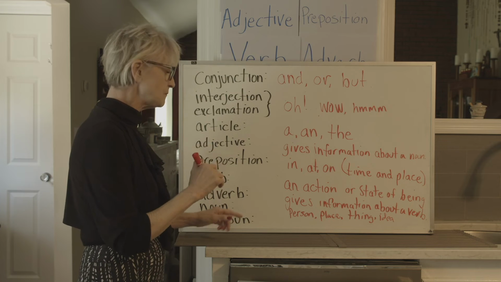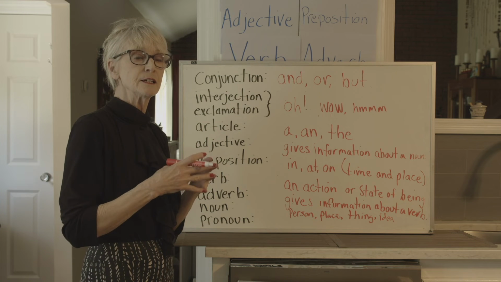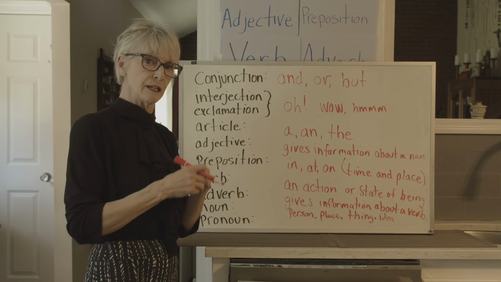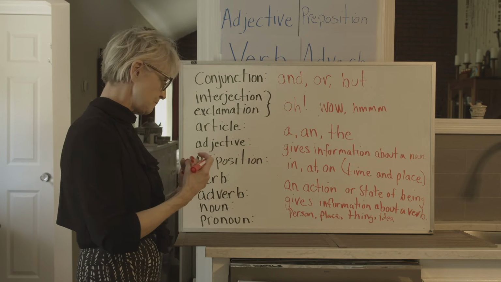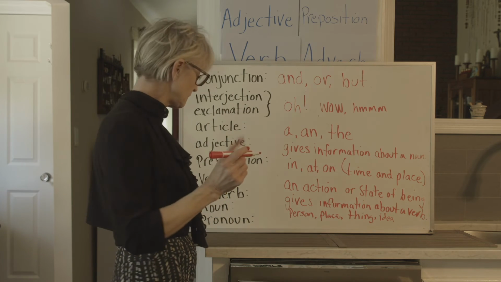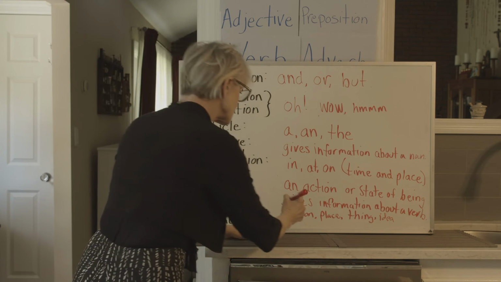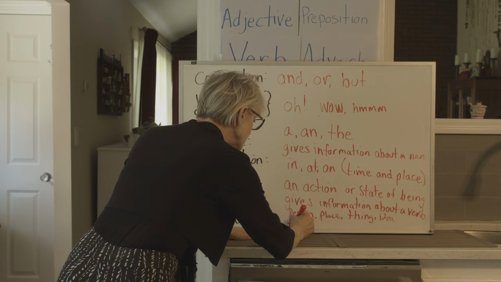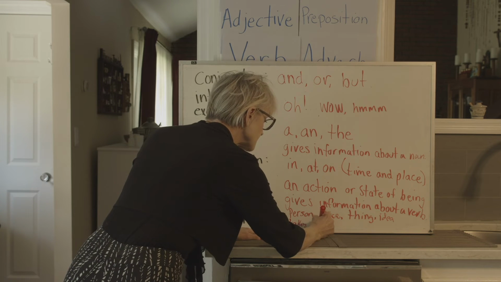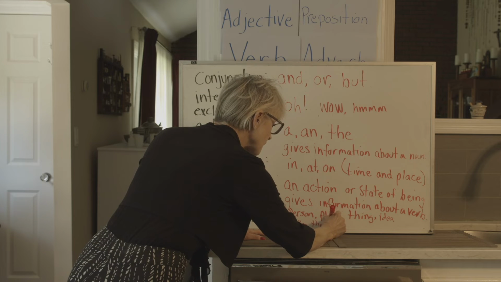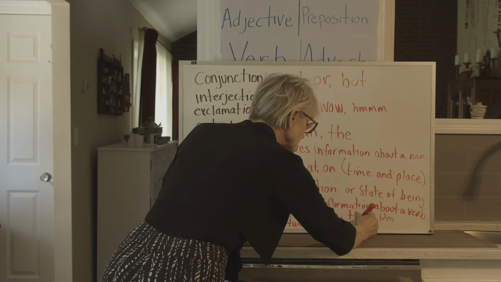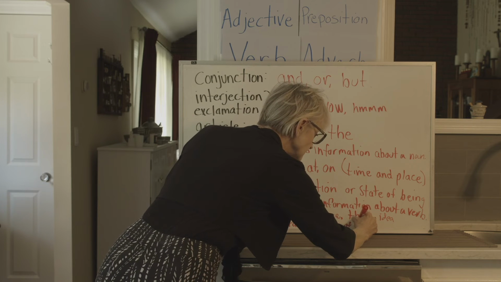So a pronoun takes the place of using the noun. For example, New York, we would say it. My cat, who's a female, she. So a pronoun takes the place of a noun. Sorry that it's so hard to read here.